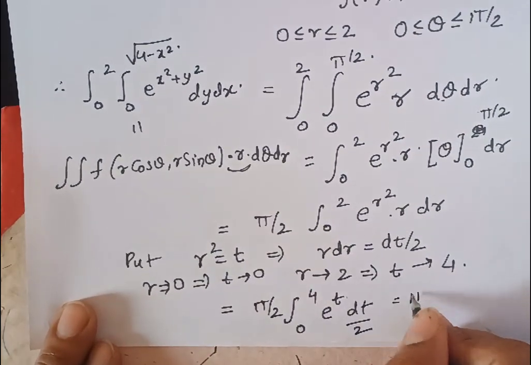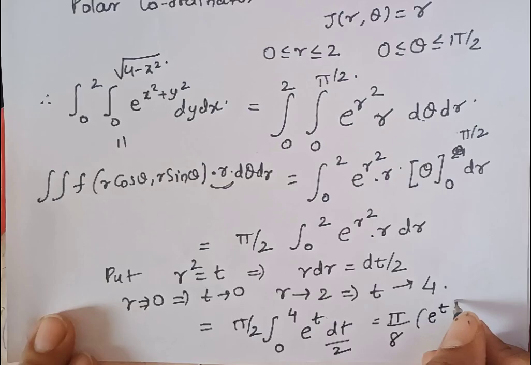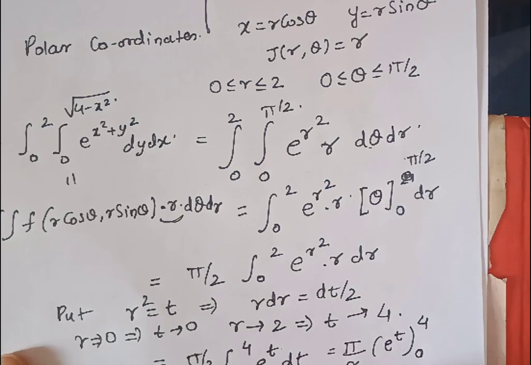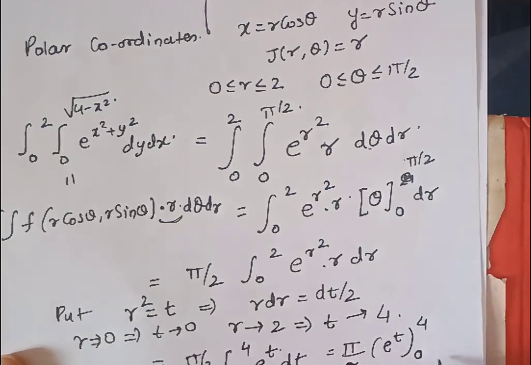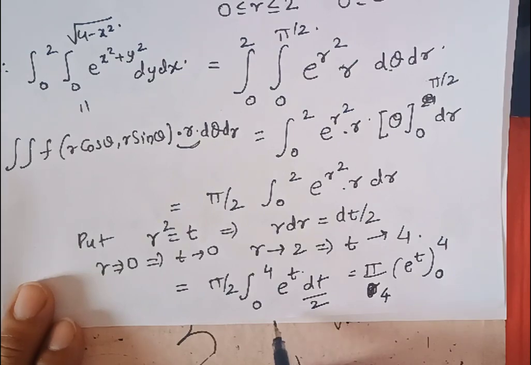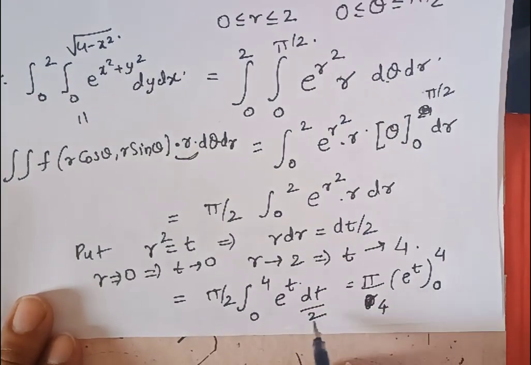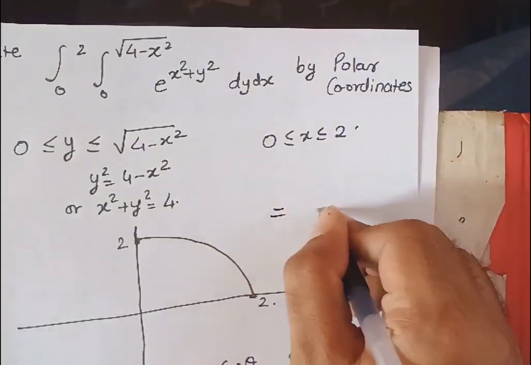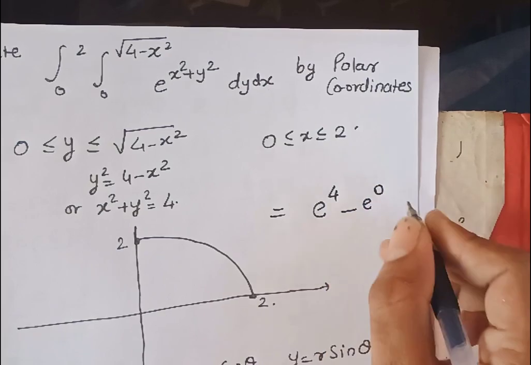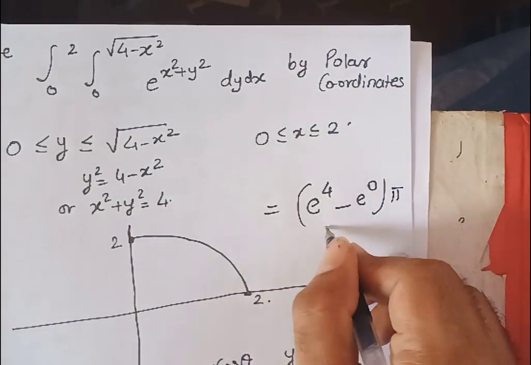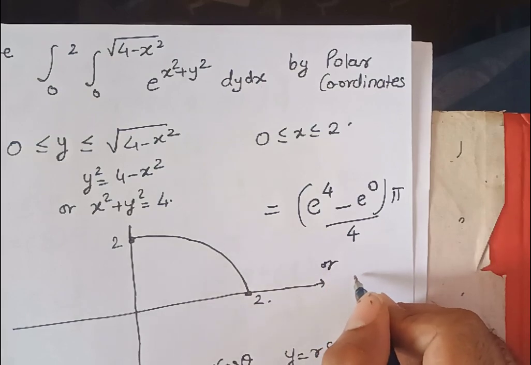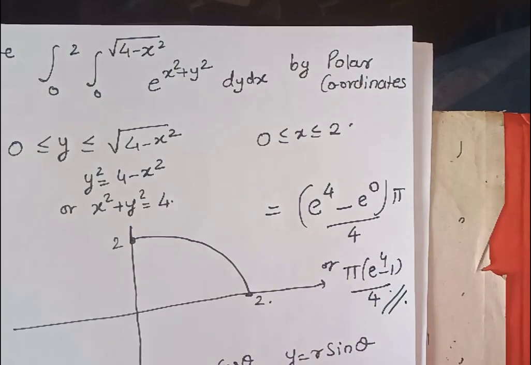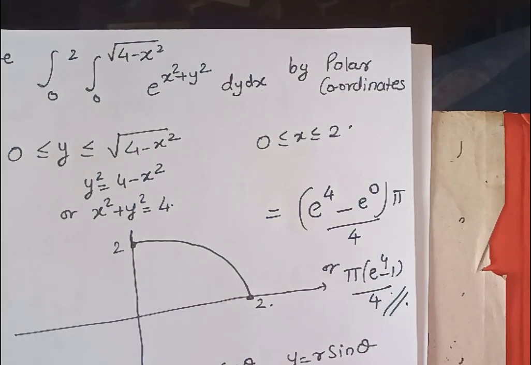So that is pi by 4 e raised to t from 0 to 4, sorry, this is pi by 4, and so this is pi by 4, right? So these two I am taking out, and the final answer will reduce to e raised to 4 minus e raised to 0 multiplied by pi by 4, or simply pi times e raised to 4 minus 1 by 4. That will be the final answer in this case. Okay, thank you.